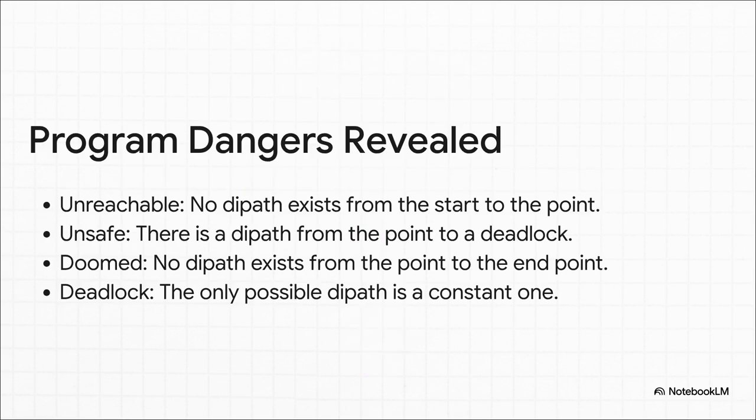An unreachable point is like an island with no bridge. It's a part of your code that can never, ever be accessed. An unsafe point is like a path that you know leads straight off a cliff. It's a known bad state. A doomed path is a trail that just kind of fizzles out in the middle of nowhere, never reaching its destination. And then there's the most famous hazard of them all, the deadlock.